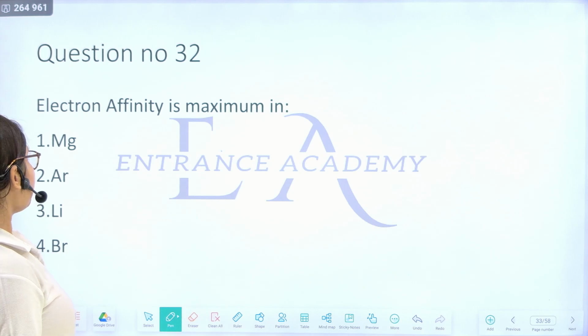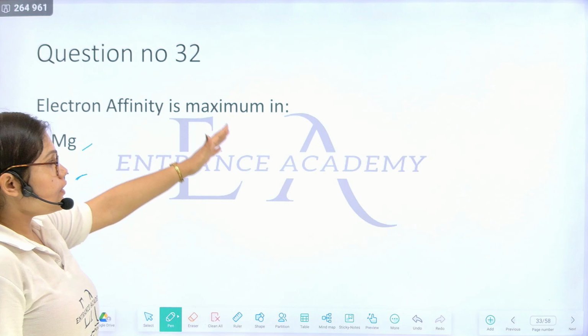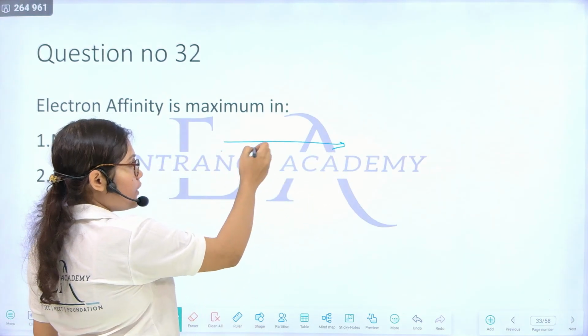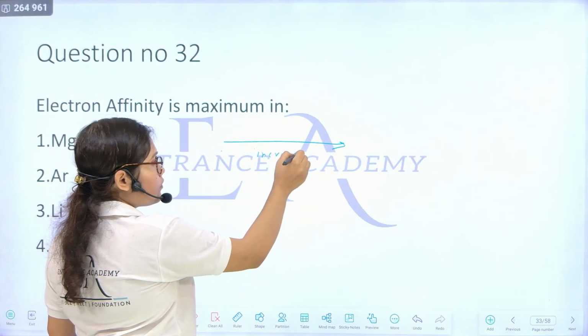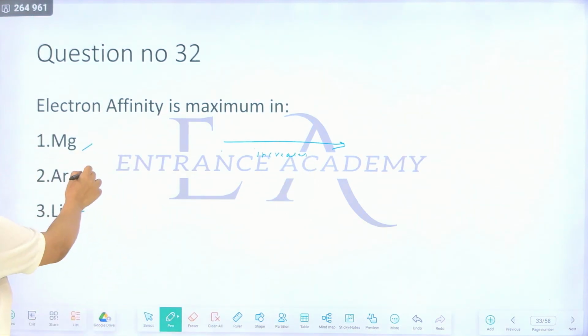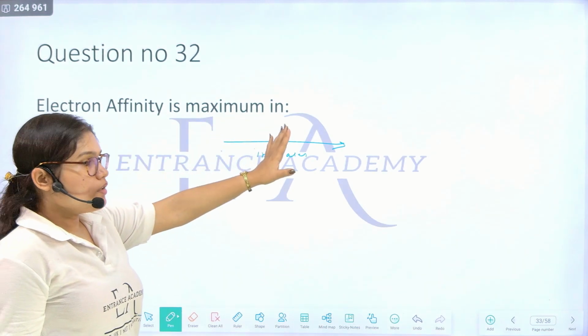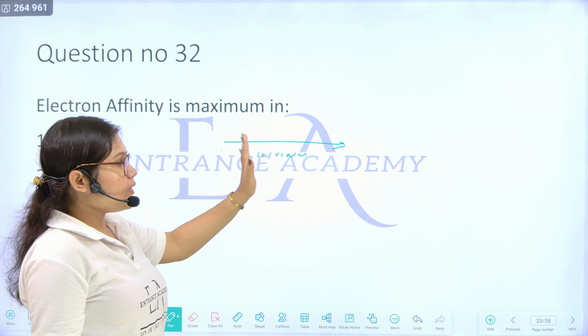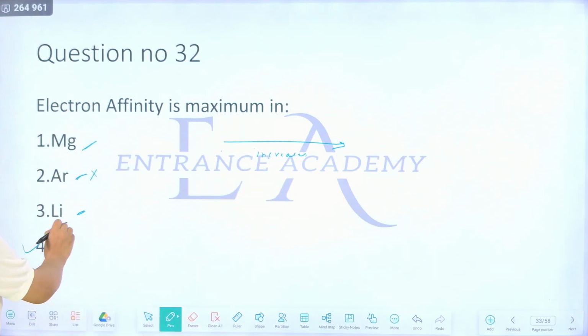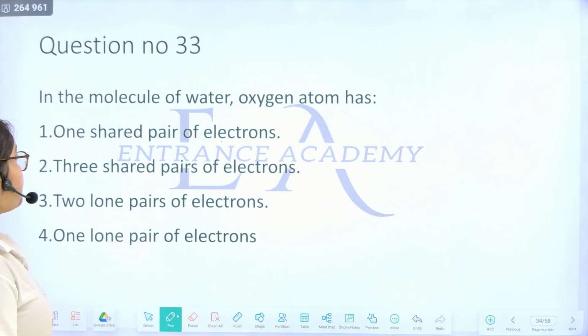Next, electron affinity is maximum in magnesium, argon, lithium, bromine. So magnesium, argon, noble gas, lithium metal, magnesium metal, bromine non-metal. The trend of electron affinity from left to right across a period increases. So the maximum is bromine. Bromine is the correct option. Trends are the most important part from the periodic table chapter.